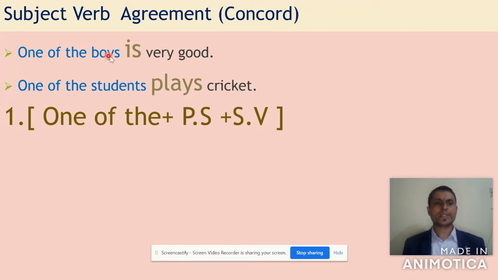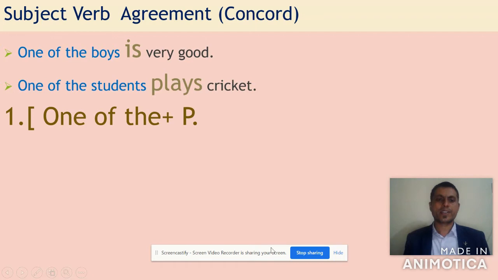Look here, this is "one of the," which comes with what? Plural subject, right? One of the, plural subject, boys is plural. Always it takes what? A singular verb, right? This is "is," singular verb. So here also, one of the students, one of the plus students, plural subject, it takes a singular verb. So we can find this structure: one of the plus plural subject plus singular verb, right?